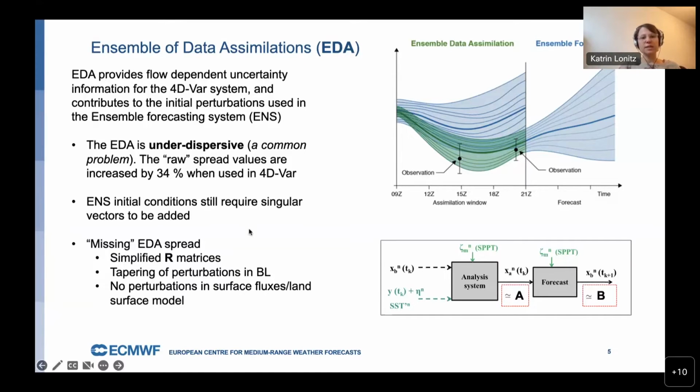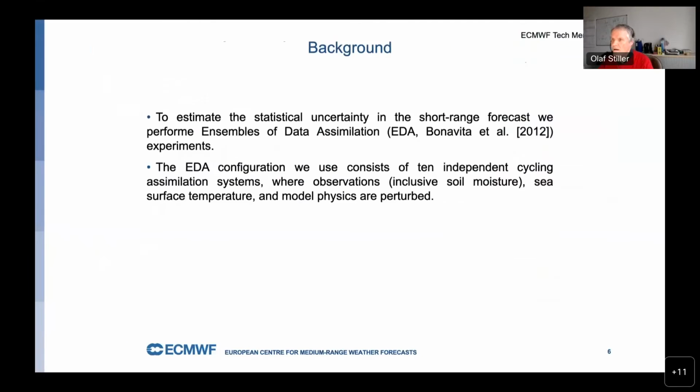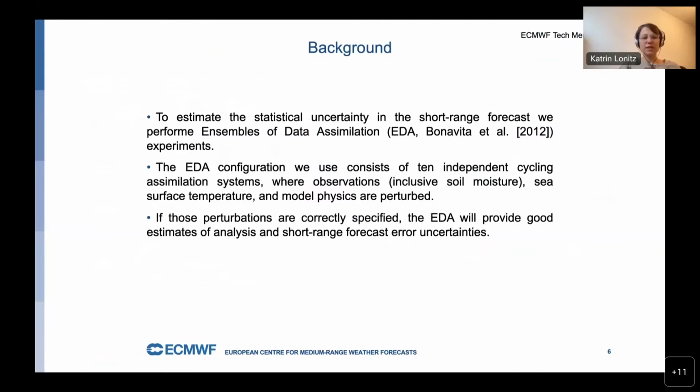So there are some limitations to the EDA, and we know it's not perfect, but it's work in progress, and it's active research here to make the EDA even less underdispersive. But if we assume, going back to the background, that the perturbations we add to the EDA are more or less correctly specified, then the EDA will provide a good estimate for the analysis and short range forecast error uncertainties.